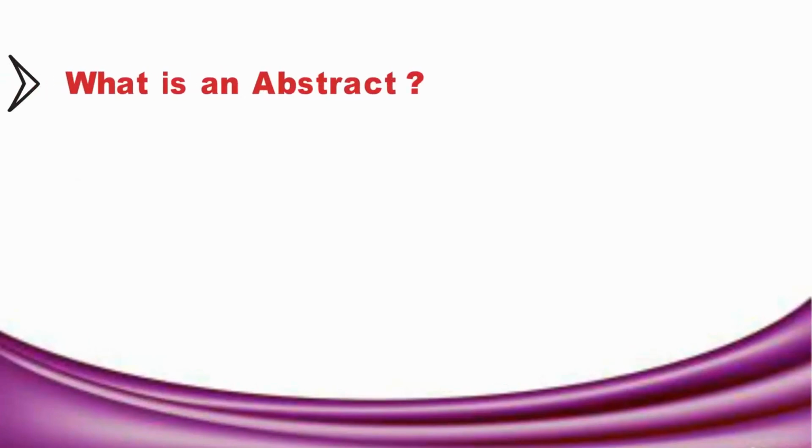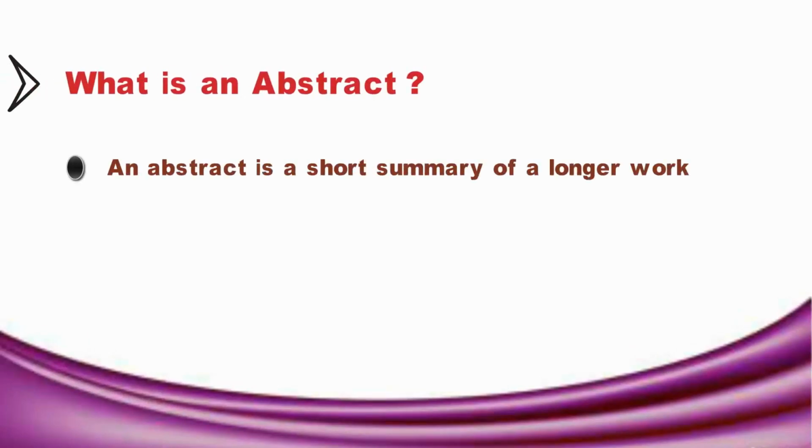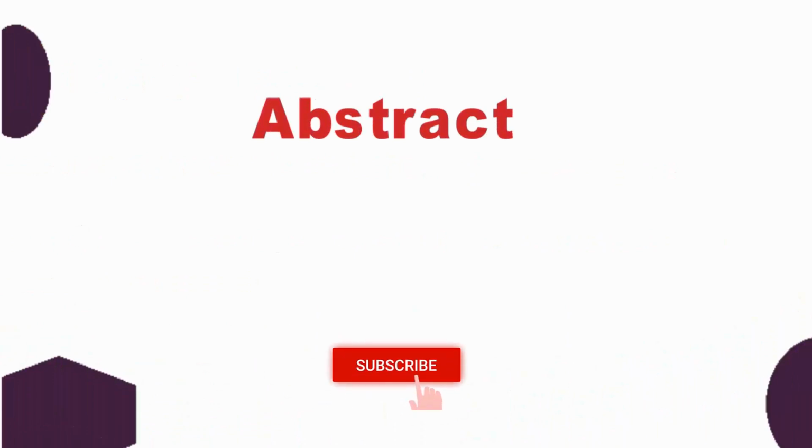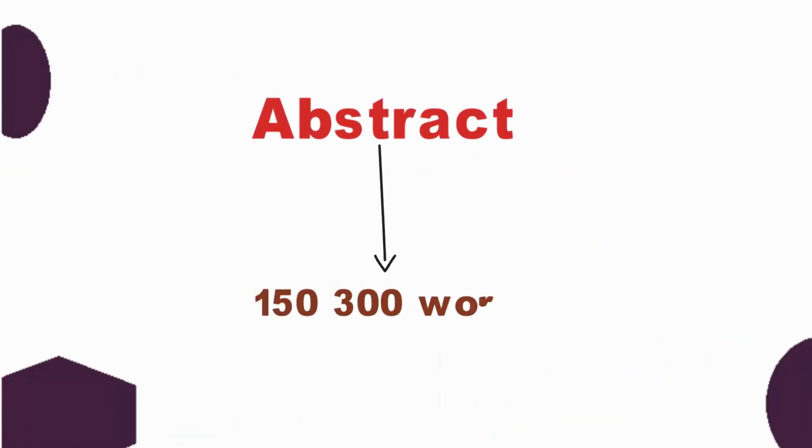An abstract is a short summary of a longer work, such as a dissertation or research paper. The abstract concisely reports the aims and outcomes of your research so that readers know exactly what the paper is about. An abstract is usually around 150 to 300 words, but there's often a strict word limit, so make sure to check the requirements of the university or journal.